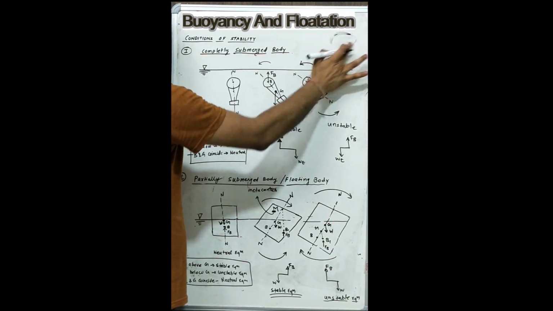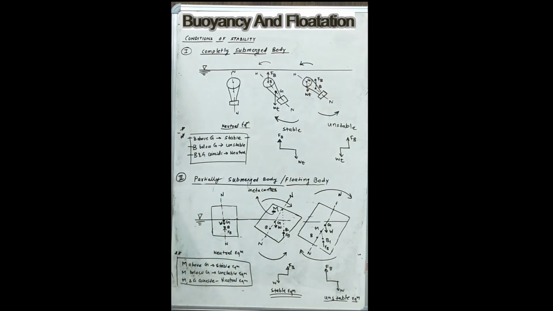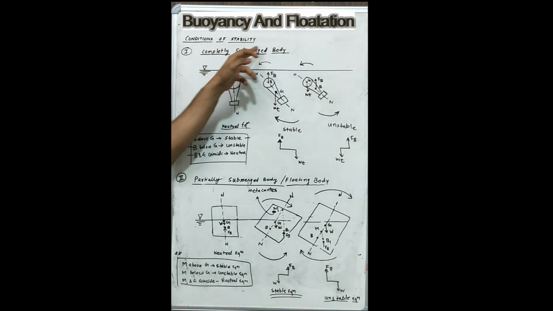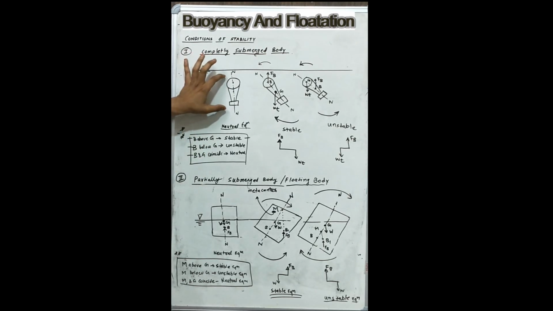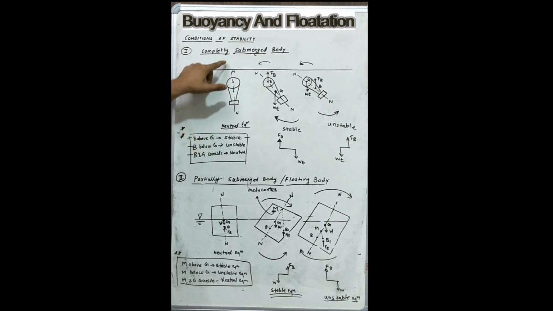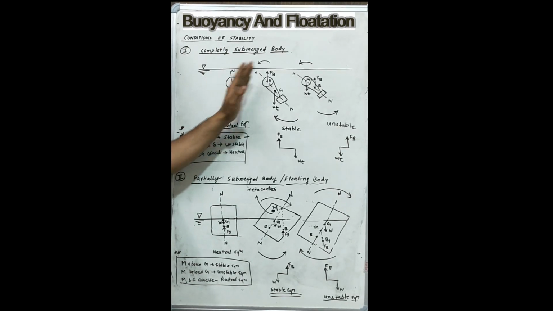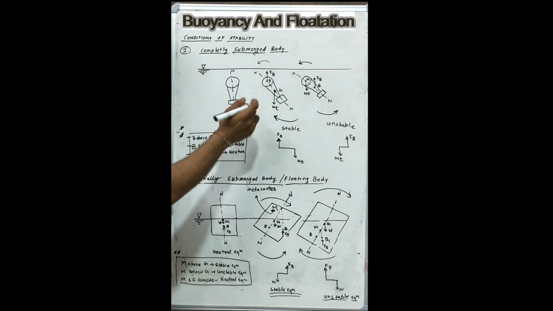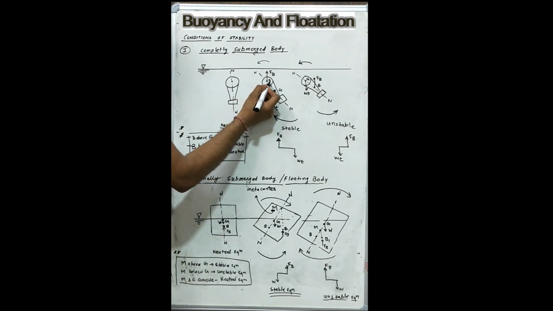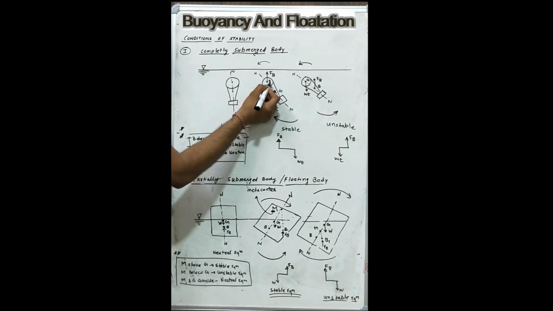So this is the simplest way to understand what stability is. Let us consider the first case, a completely submerged body. There is this body, and the line N is the neutral axis of this body. What we are doing here is taking two cases. In the first case, the center of buoyancy of this body is above the center of gravity; this is the center of gravity of this body, and this is the center of buoyancy of this body.